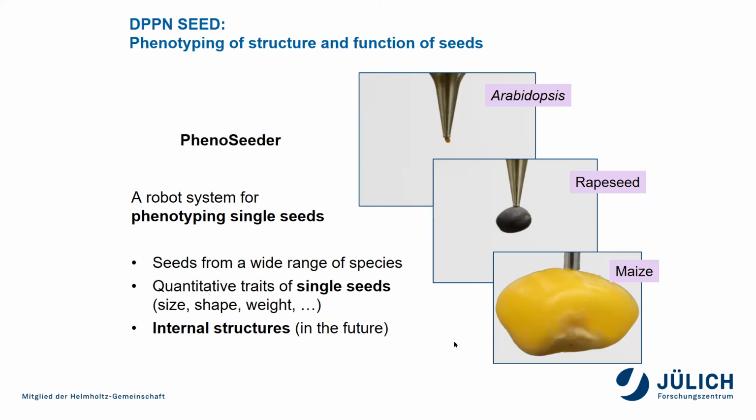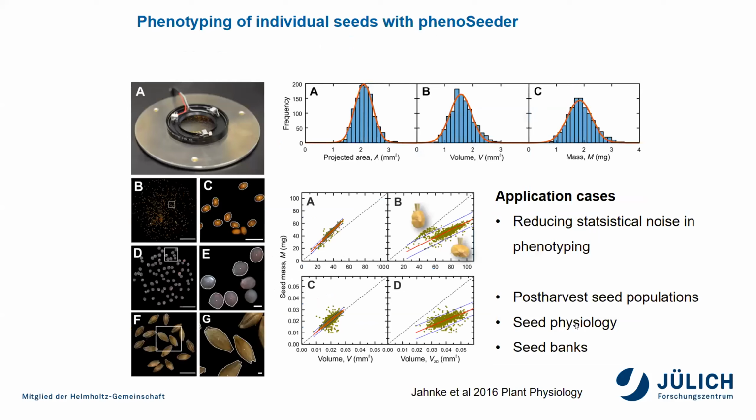We are also planning to have, in the future, the analysis of the internal structure. That's upcoming pretty soon now, and then we can have, for example, differences between endosperm and embryo in order to look at the quality of the seeds and the background from that side.